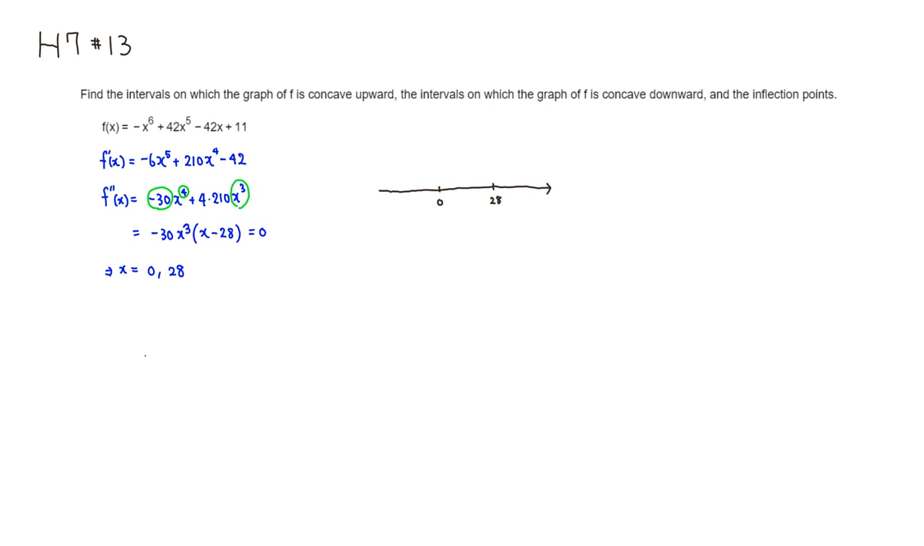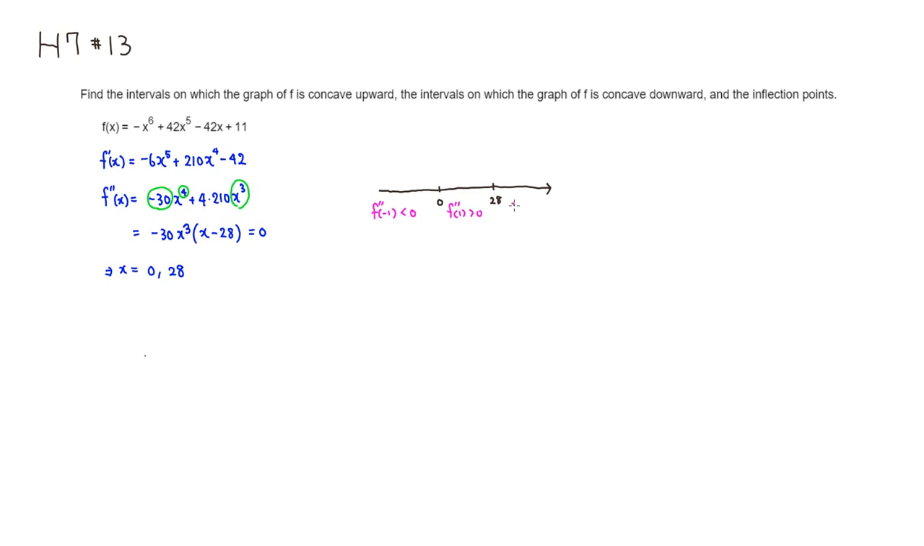Let's look at the sign before 0. We can try f double prime of, say, negative 1. Negative 1 cubed is still negative, and negative 1 minus 28 is negative, so negative times negative times negative is negative. And between 0 and 28, we can try f double prime of, say, 1. This is negative, 1 cubed is positive, 1 minus 28 is negative, so negative times negative is positive.